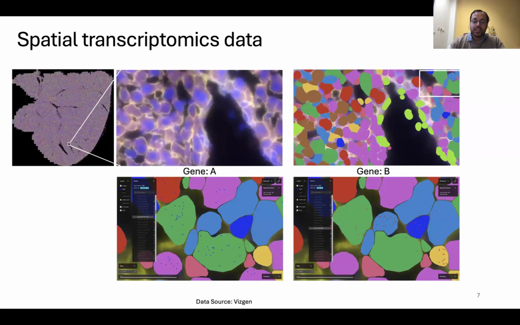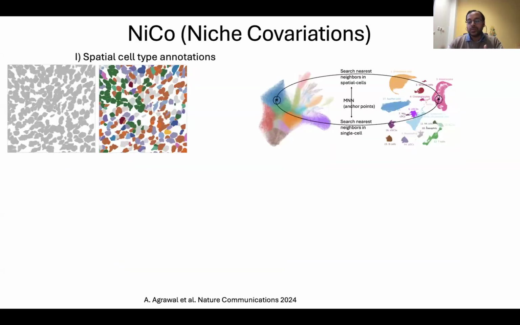And one more thing, the difference between spatial transcriptomics and single cell RNA sequencing is that spatial transcriptomics with current technology cannot measure the whole gene expression. It only measures 400 to 500 genes. So based on these 400 to 500 genes, it's difficult to define all the cell type identities. So for that, we developed this tool, which we call NICO, niche covariation.